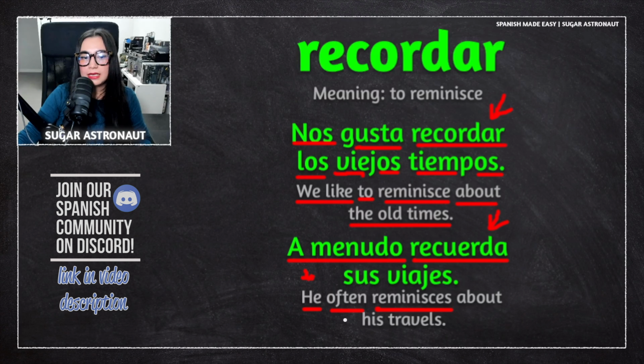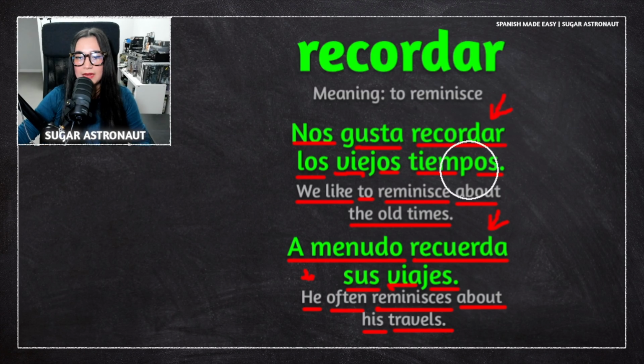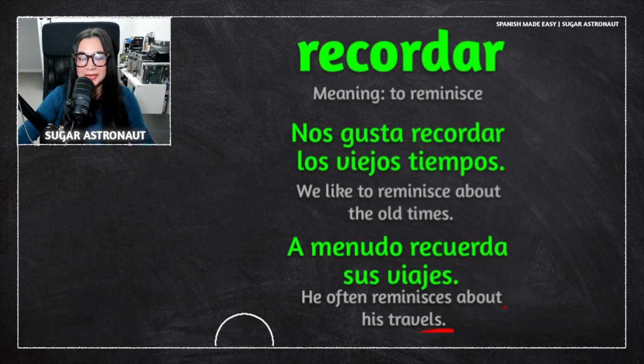A menudo recuerda, he often, I cannot say this verb. Oh my goodness. Reminisces. And let's include about. We don't have it in Spanish here. Sus viajes. Viajes means travels or trips, just trips. He remembers his trips. He's talking about his trips. He's letting you know everything about them, and it might be good or it might be pretentious. Who knows? You might find that pretentious of him to say, I've been here and there, or maybe you're interested. Who knows?